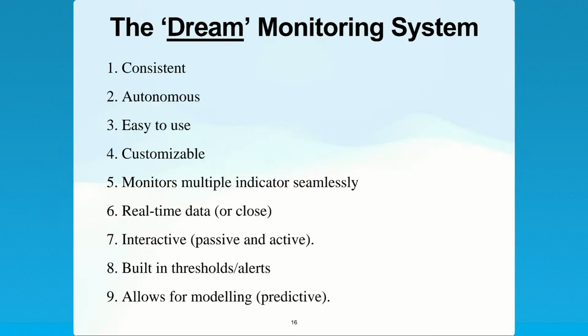Okay. So for me, the dream monitoring system is, number 1, consistent, so it doesn't take holidays. Number 2, it's autonomous, meaning it doesn't need a person. Number 3, it's easy to use, so point, click, tabs, nothing too exciting. Number 4, it's customizable, so that what I look at and what you look at are different, because I may be interested in A and you may be interested in B. Number 5, it monitors multiple things at the same time seamlessly, which means I don't need to do anything with it.